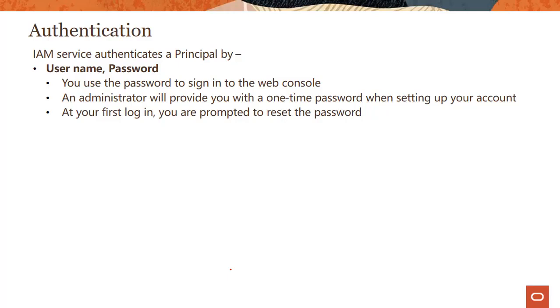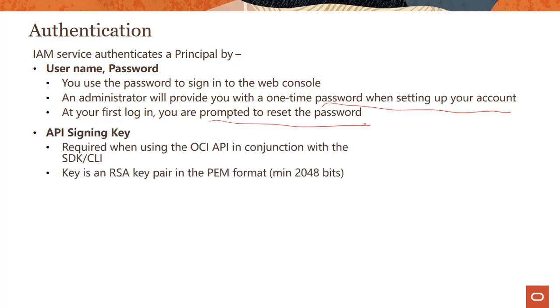So let's look at the different authentication mechanisms which are provided by OCI. The first one is very simple, something which you are all familiar with from various web services, where you authenticate a principal by providing the username and password. So you use the password to sign in using, let's say, a web console. You get a one-time password when you set up your account. At your first login, you're prompted to reset your password. Seems very logical, very familiar with how you use some of the web properties.